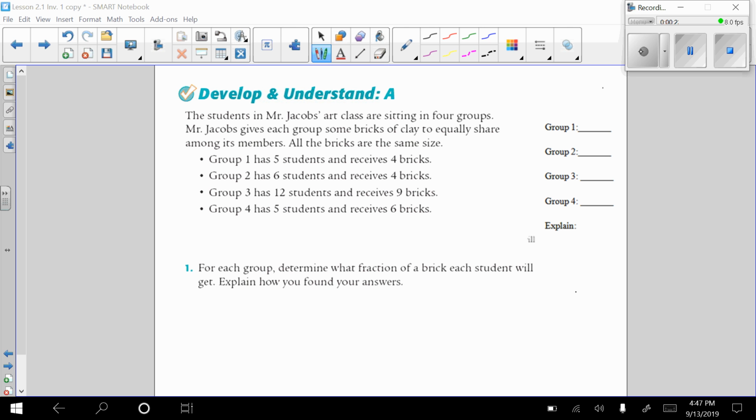Group 2 had 6 students and received 4 strips of paper. Group 3 had 12 students and received 9 strips of paper. And Group 4 had 5 students and received 6 strips of paper.